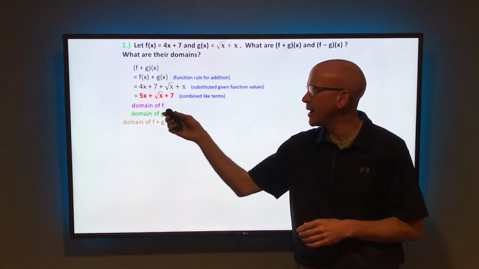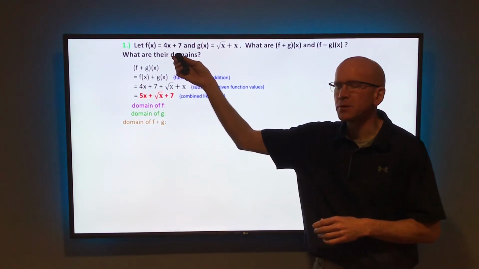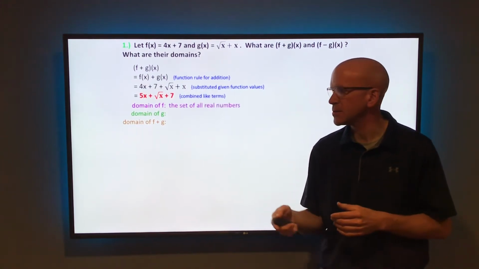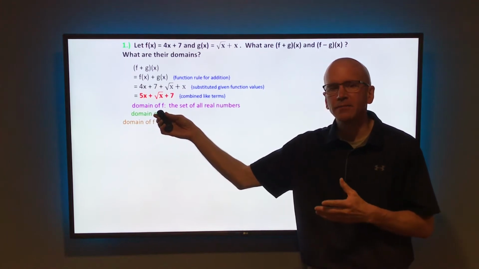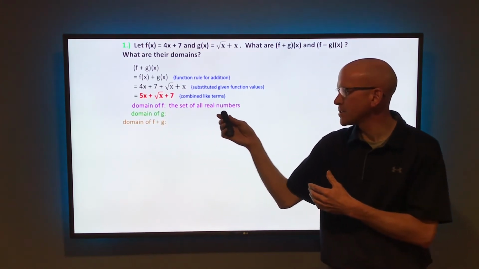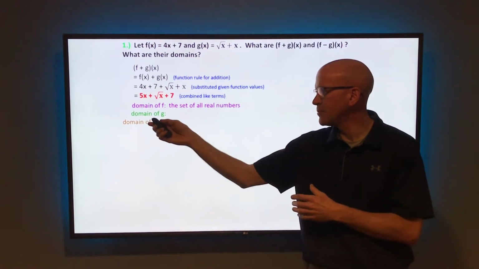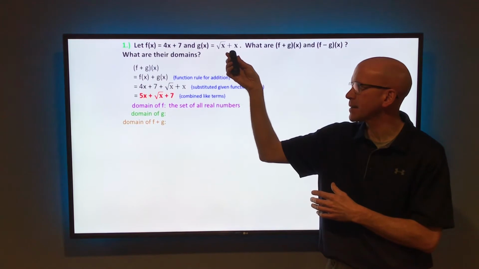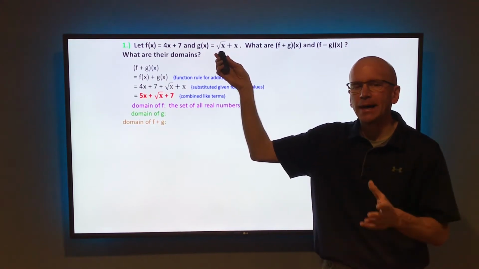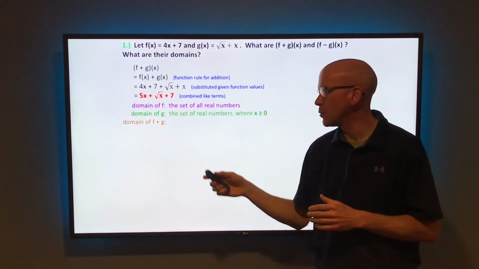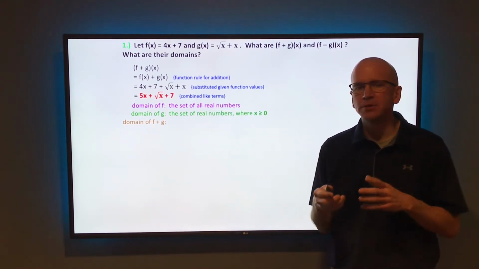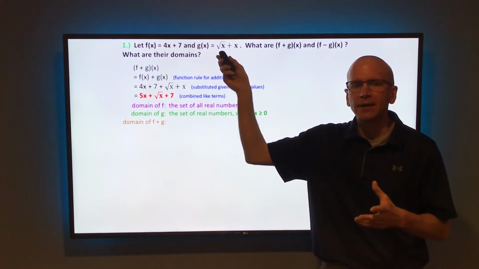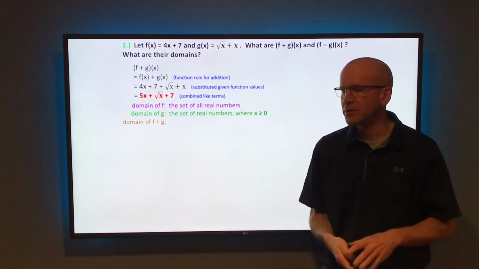So for the domain of f, if you look at f of x, that's 4x plus 7. There are no fractions, there are no square root signs, so there are no restrictions. In other words, the domain of f, the x values in f of x, would be the set of all real numbers. For the domain of g, if you look at g of x, you have a square root sign. It's the square root of x plus x. So what's under the square root sign cannot be negative. So the domain of g would be the set of all real numbers where x must be greater than or equal to 0. Because if x was less than 0, that would be a negative under that square root sign, and that would be imaginary.